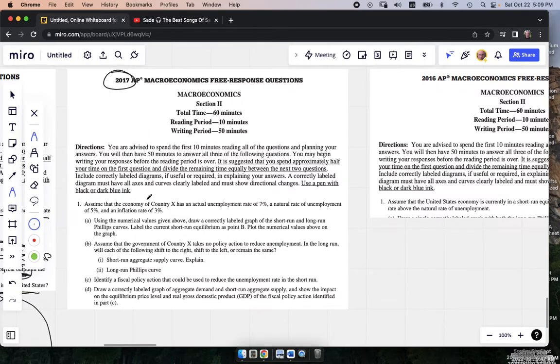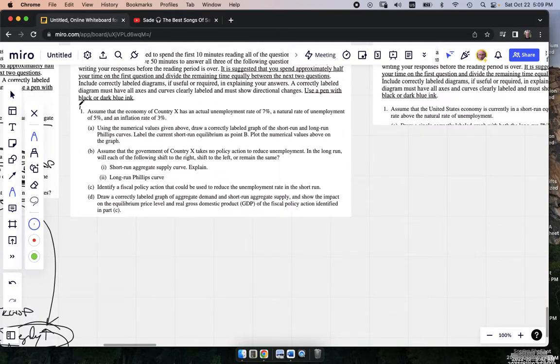This one's a little bit different, but I like it because I think this is important. Lots of times, as we've seen before, they just tell you you're in a recession, and we know how to do it. Here, they're being a little bit trickier. They're telling you your natural rate of unemployment.